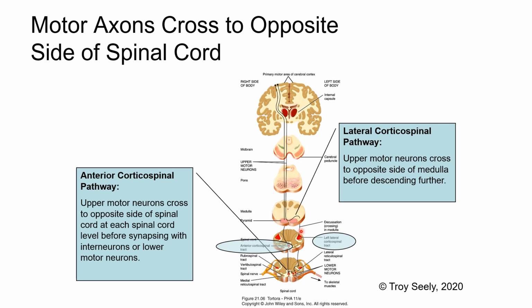Now, the anterior and lateral corticospinal tracts are different in that the anterior corticospinal tract is involved in controlling proximal muscles, like those muscles that are present in the trunk. Contrast that with the lateral corticospinal tract. The lateral corticospinal tract controls movement of the limbs.